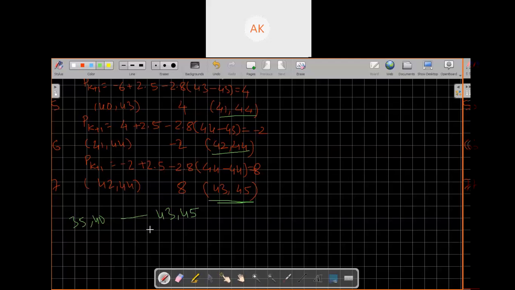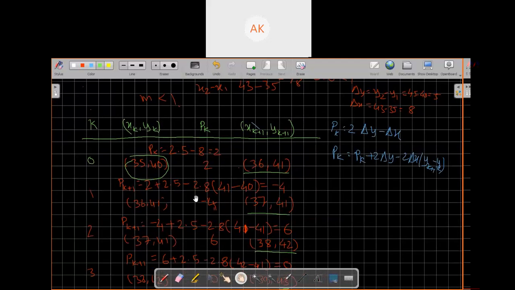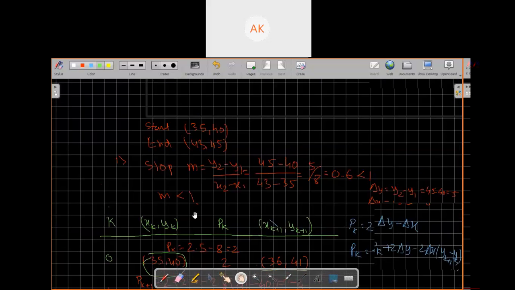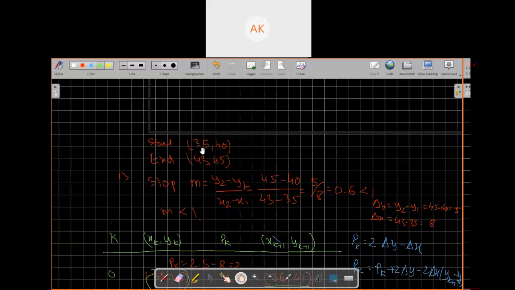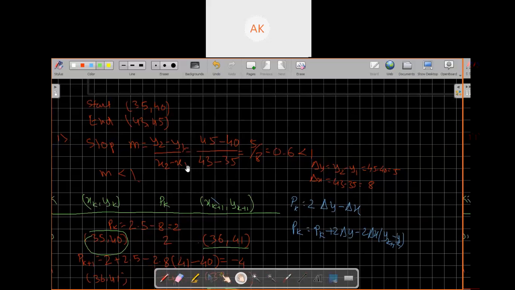Is it clear to all of you? Is it clear? Or do you have any doubt? So I'm just repeating what I've done in this example. First, we have given two points, the starting point and the end point. Using these two given points, calculate the slope of your line, which is (y2 minus y1) divided by (x2 minus x1).